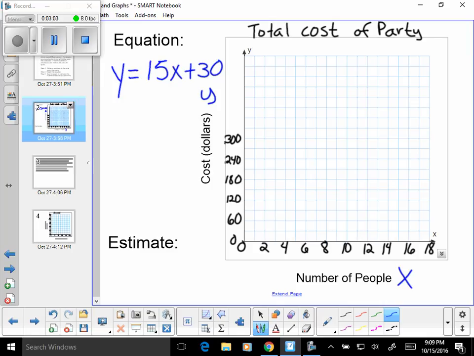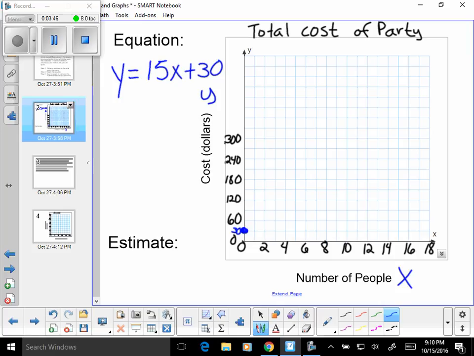Now we need to graph it. I always tell students, what's the first thing I tell you to substitute? 0. 15 times 0 is 0. 0 plus 30 is 30. Now quite often these grids are going to be labeled, and they only label like every other vertical line or every other horizontal line. So you're going to have to figure out that if it's 0 and then 60, that means that this one in between must be 30. Now my point is going to be 0, 30. So I'll put a dot there for 0, 30.